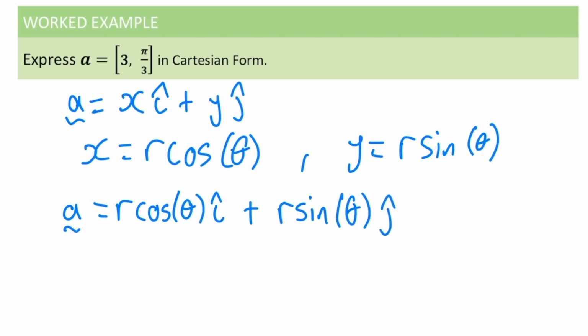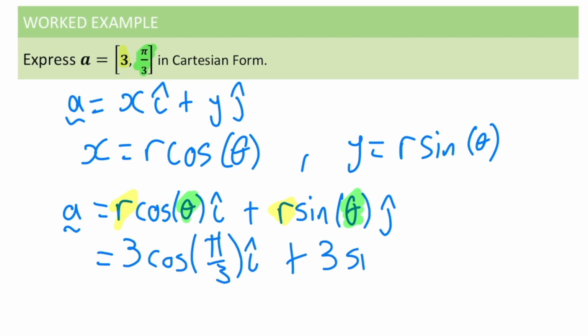If I have a is equal to r cos theta i plus r sine theta j, I know r in this case is going to be given as 3. So I'm going to substitute 3 in place of both my r's over here. And my angle is given as pi/3. So I'm going to put pi/3 in place of both of my angles as well. So that means I have 3 cos of pi/3 i plus 3 sine of pi/3 j.